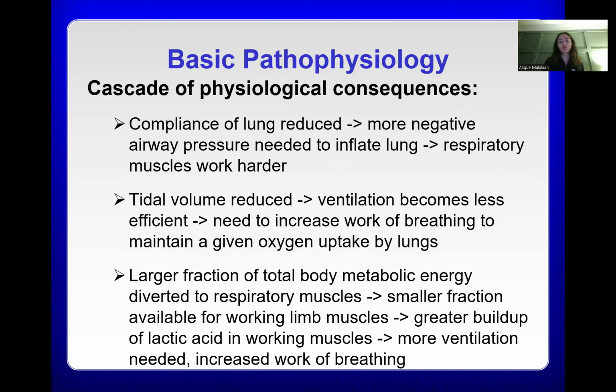On top of that, to make things worse, there's a larger fraction of total body metabolic energy that gets diverted to the respiratory muscles because again, it's difficult, right? That means that a smaller fraction is available for working limb muscles, and because there's a smaller availability, there's a greater buildup of lactic acid in those working muscles, and that drives more ventilation being needed in order to maintain blood to those working muscles, which again means increased work of breathing. So you kind of see this cascade of just things keep getting worse and worse, right?